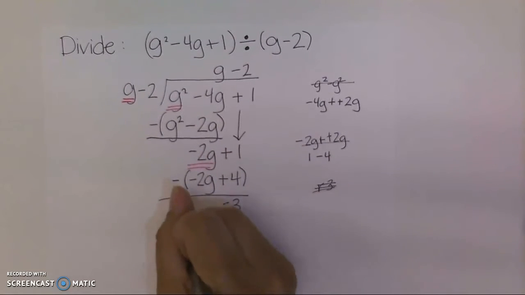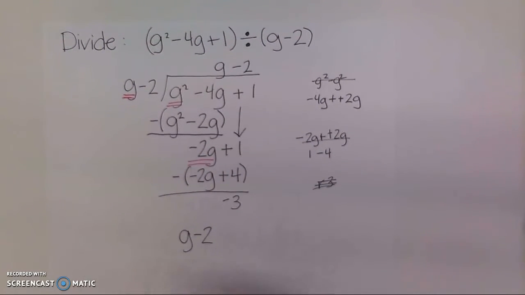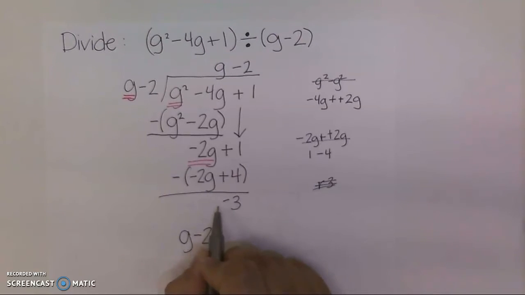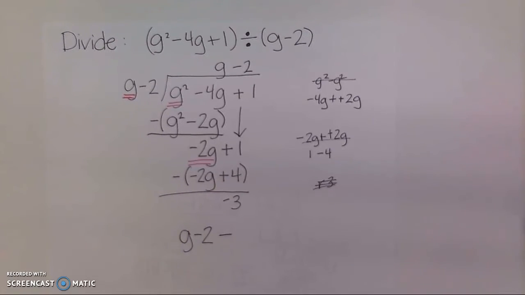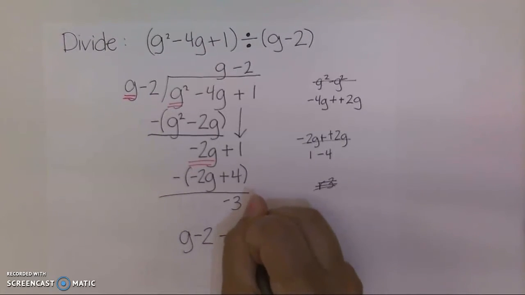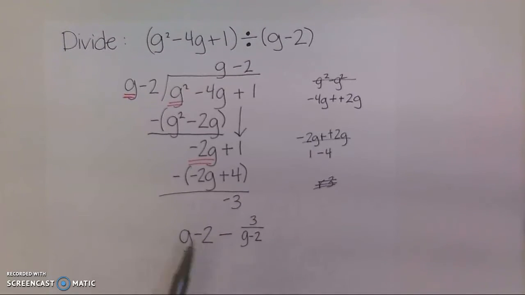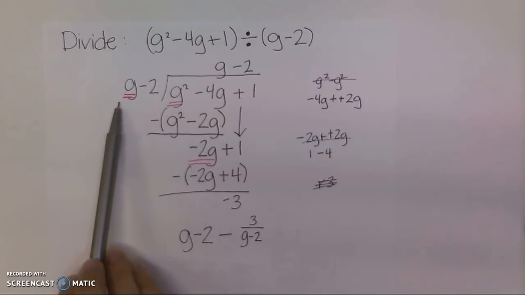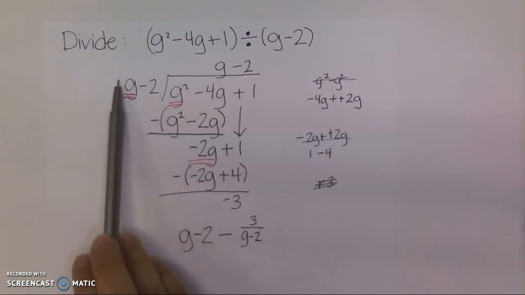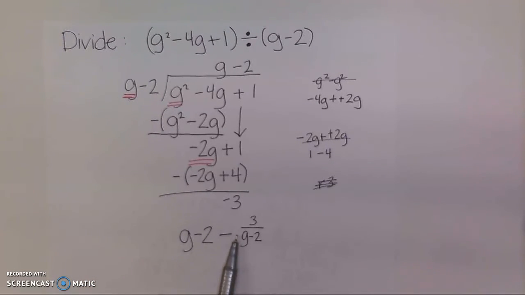So our answer is g minus 2. And then this sign is the sign that's going to come next. So if this were just 3, we would do plus. But it's not. It's minus, so we're going to write minus. And then 3 is our numerator, and over g minus 2 is our denominator. Where did I get that g minus 2 from? This, right here. So g minus 2 minus 3 over g minus 2 is the answer to this division problem. Hopefully, using long division, you now see how to long divide with polynomials.